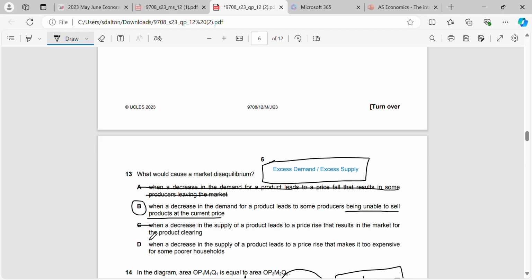We're told in C that the product will clear, which tells us that we've reached a new equilibrium point. And for D, when a decrease in the supply of a product leads to a price rise that makes it too expensive for some poorer households, again, we'll just reach a new equilibrium point. It won't result in either excess demand or excess supply. Okay? Whereas B will.